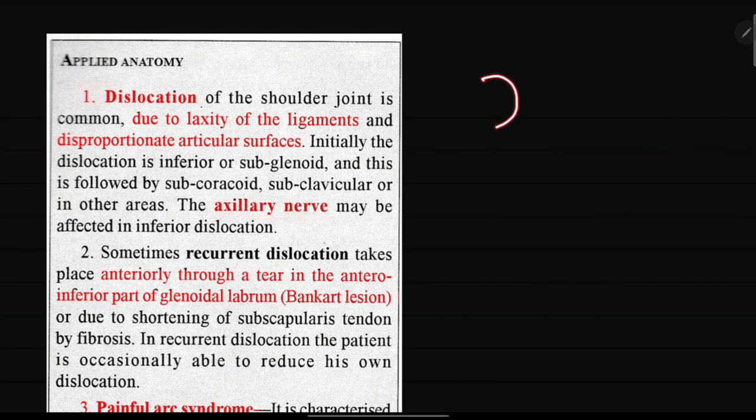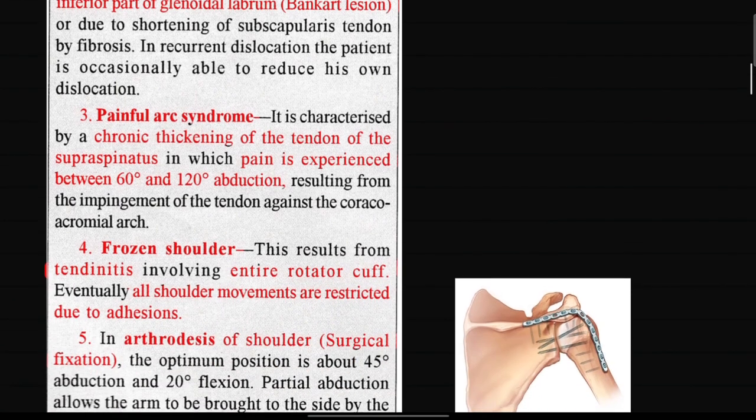You know that the head of the humerus will be there, glenoid cavity here, and here will be the axillary nerve, which is passing inferior to the head of the humerus. If the head gets an inferior dislocation, injury to the axillary nerve is common. Okay, so this is one thing.